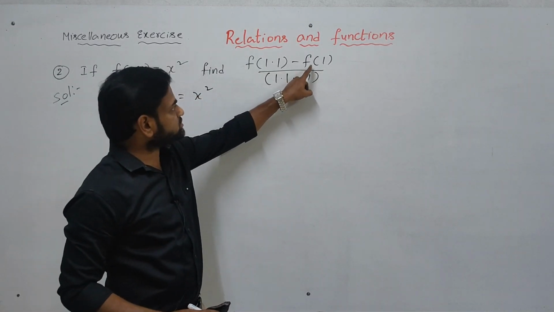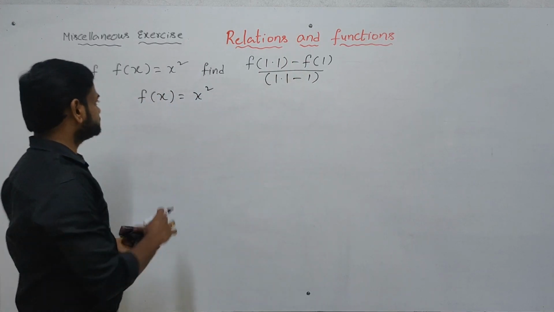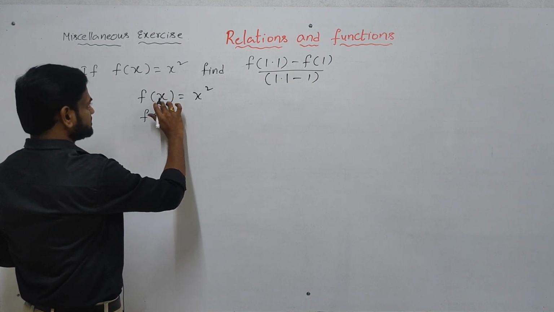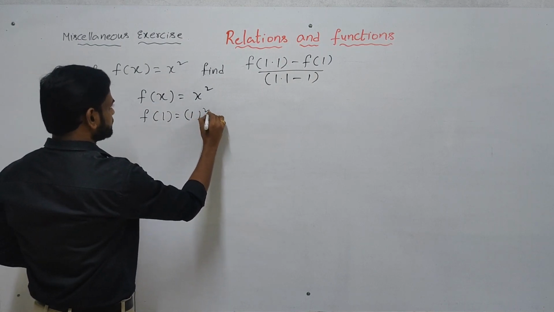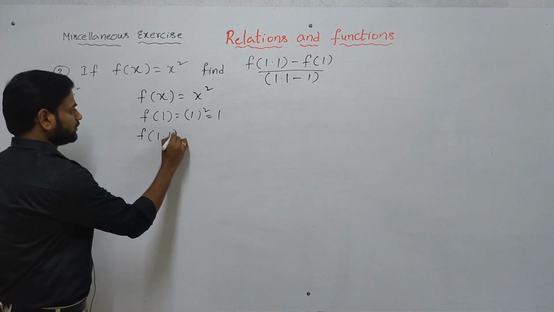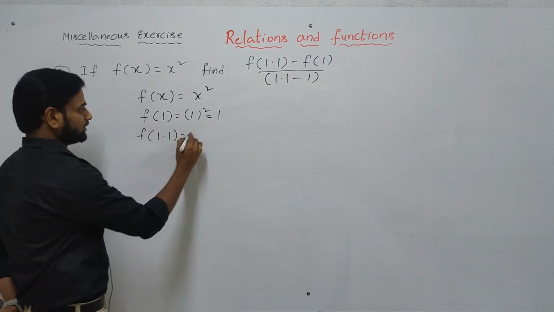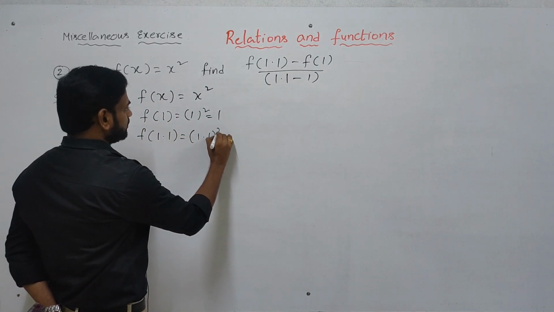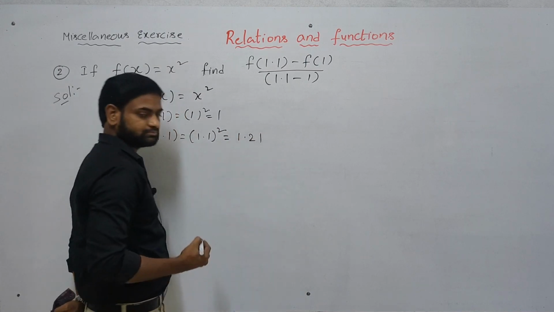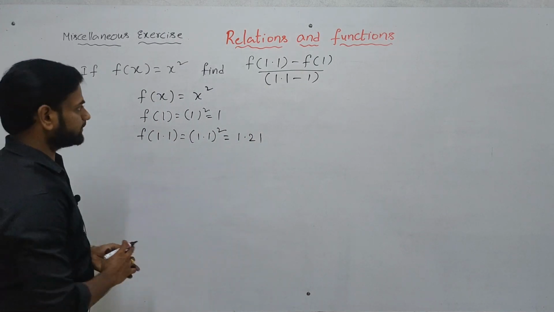Now, find these terms, f of 1.1 and f of 1. So f of 1: in place of x is 1, that is 1 square, that is 1. Next, f of 1.1: in place of x is 1.1. 1.1 whole square is 1.21.